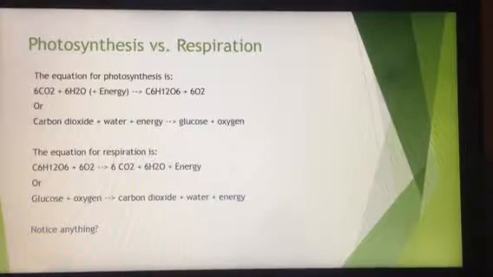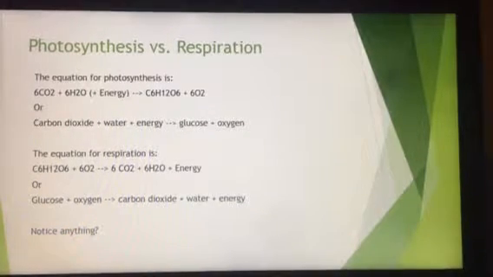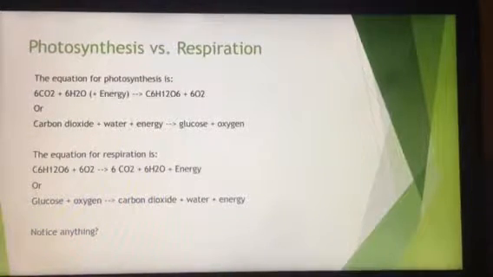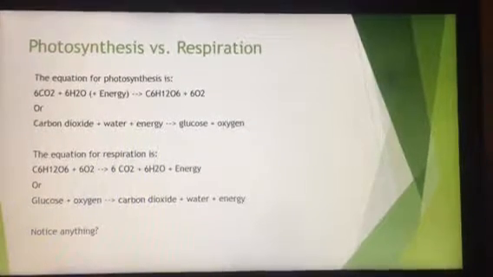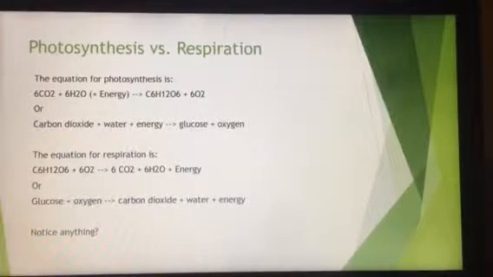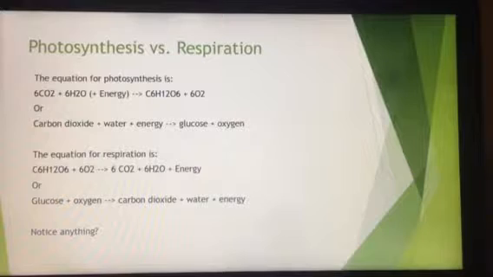Photosynthesis versus respiration. This is just showing you the chemical equations and how they are different, what they produce, and what is needed to produce the product. For example, photosynthesis produces glucose and oxygen, and respiration produces carbon dioxide, water, and energy.